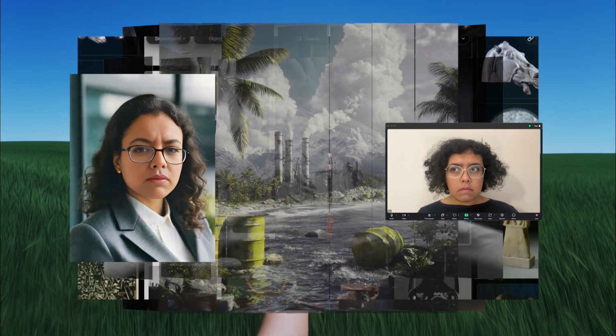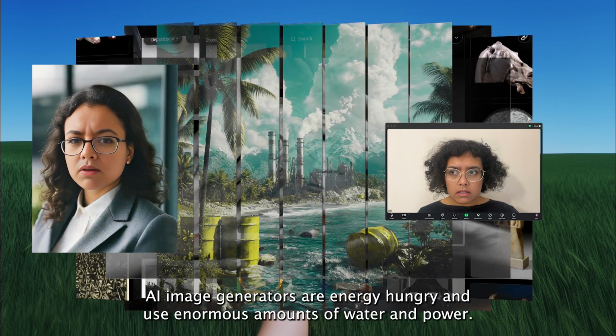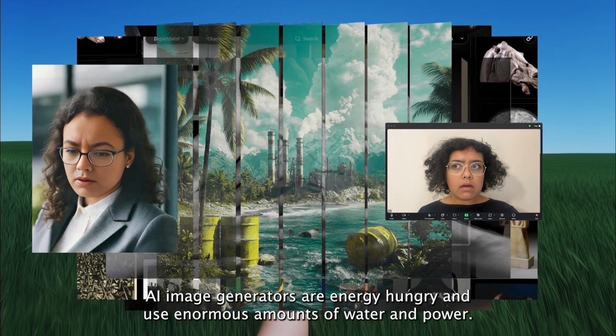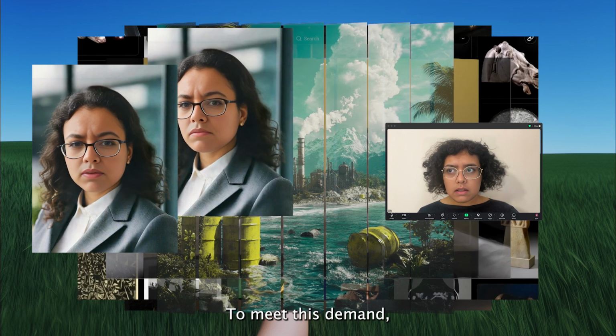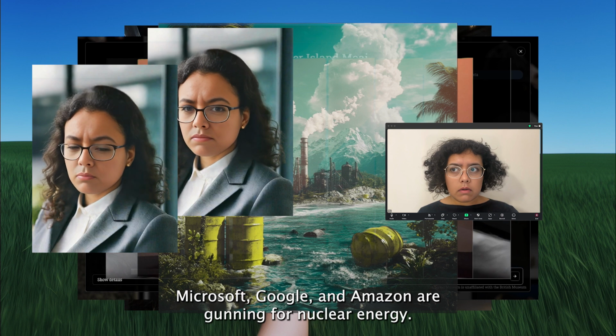This image juxtaposes a pristine tropical landscape with industrial elements, featuring AI image generators. AI image generators are energy hungry and use enormous amounts of water and power. To meet this demand, Microsoft, Google, and Amazon are gunning for nuclear energy.